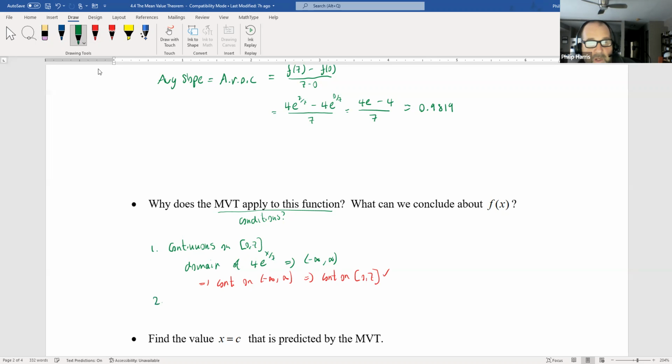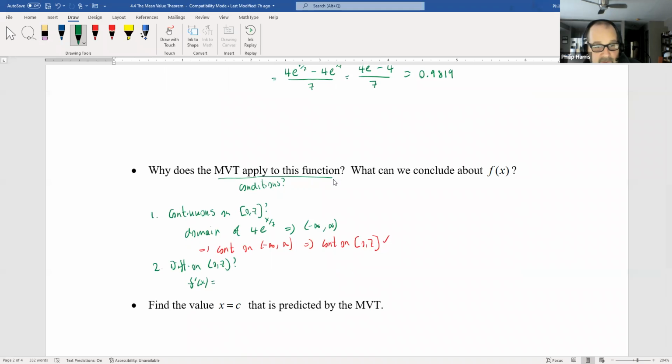Similarly, we need to think about, is it differentiable on the open interval from 0 to 7? Well, we would need to look at the first derivative, f prime of x. This is a little chain rule here. The function is 4e to the x over 7. So the derivative, the 4 would sit out in front. We do the derivative of the outside function, which is e to the power of, leave the inside the way that it is, and then multiply by the derivative of the inside, which is 1 over 7. So this is 4/7 e to the x over 7.